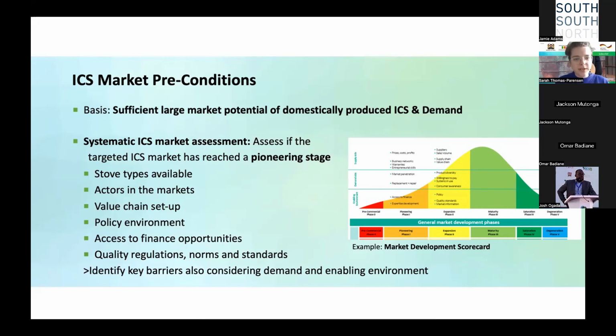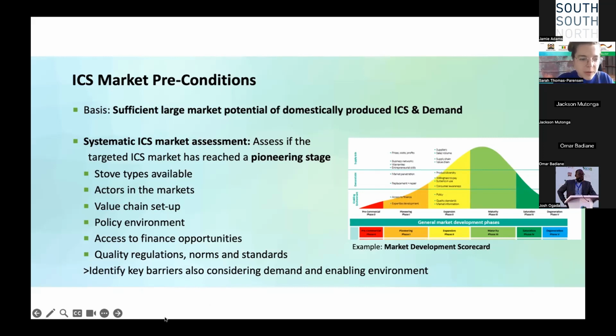And with the pioneering stage, we mean that the product that is introduced, in this case the improved cook stove, is relatively unknown and has not yet earned the trust of the consumers, but there is already a small amount of them in the market, and there is already a demand in the market for the improved cook stove. So we are not in the first stage where the product is not yet in the market. And that gives the perfect starting position for this approach and enables it to successfully kick off.